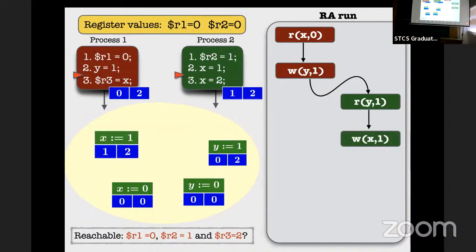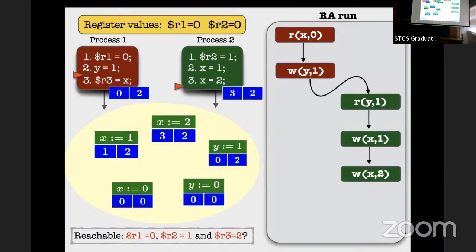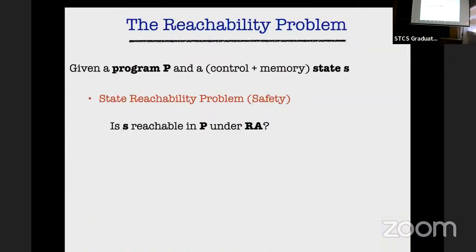Then I'm writing X is 1. I'm writing X is 2. And now when this guy wants to read from X, he has 3 choices. He can read 0, 1, or 2. But I think he reads 2. Okay, fine. So this is just reinforcing what we've seen so far.